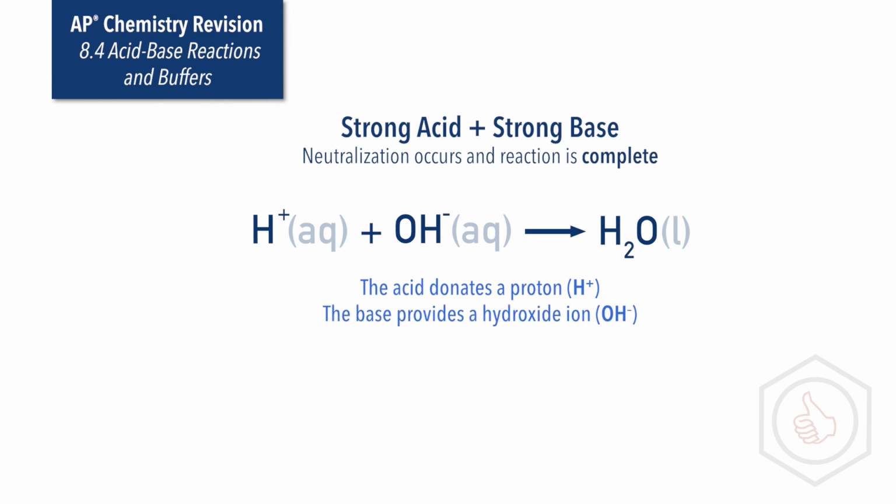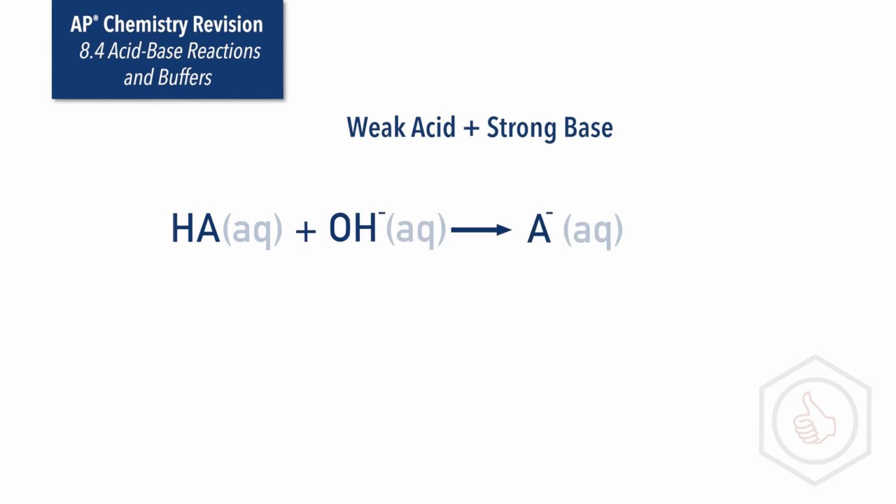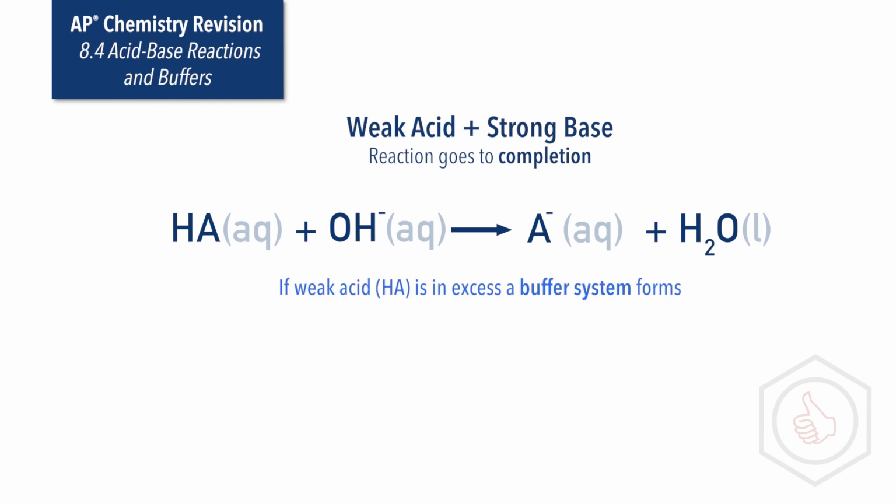A salt is also formed from the conjugate ions of the acid and base, but these ions are spectator ions and don't actually change during the reaction. When a weak acid reacts with a strong base, the reaction can be represented by the equation HA + OH- goes to form A- + H2O. The reaction goes to completion and all the HA, the weak acid, reacts with OH- to form the A- and H2O. If the weak acid is in excess, a buffer system forms.